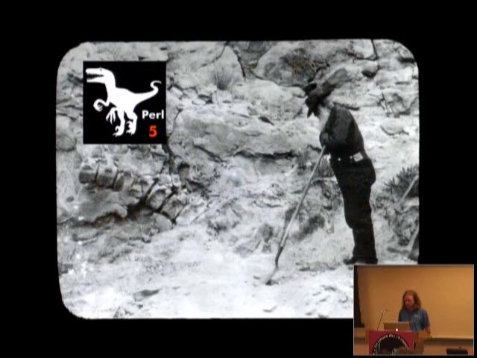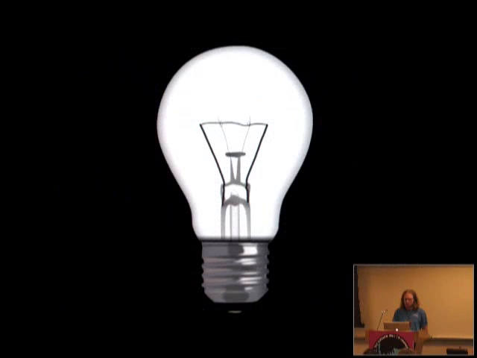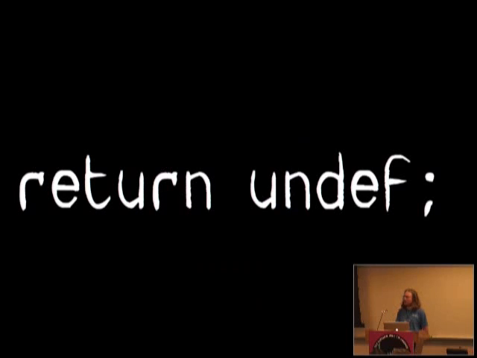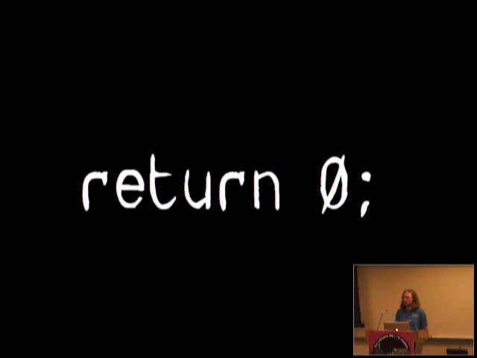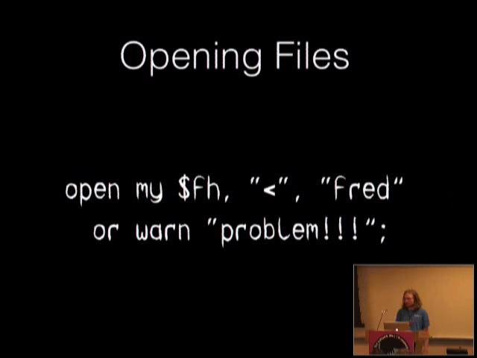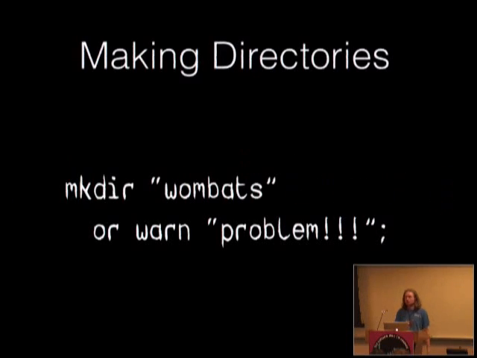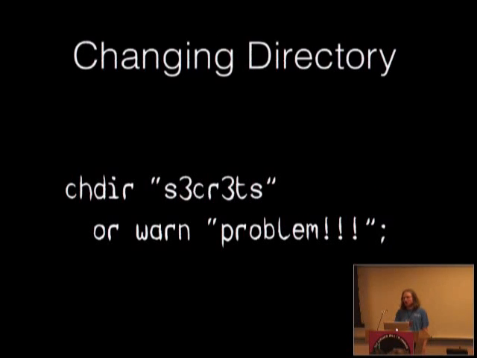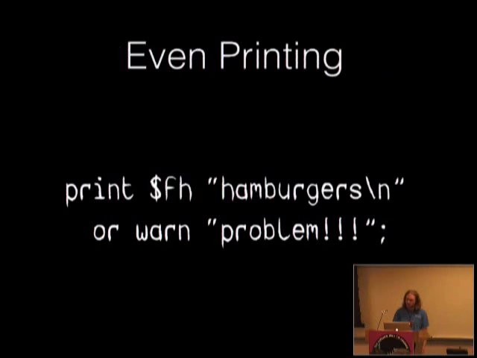But before we get to that, let's go back in time. Let's go back to the good old days of dinosaurs and the beginnings of Perl. When people thought they had an idea of how to handle problems in their code, they would return undef, or return 0, or return an empty list, or return false. And this got enshrined in a lot of things, like opening files returns false when it fails. Making a directory returns false when it fails. Change dir returns false when it fails. In fact, printing returns false when it fails.